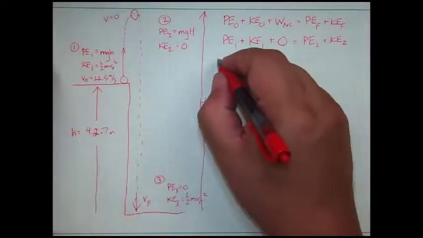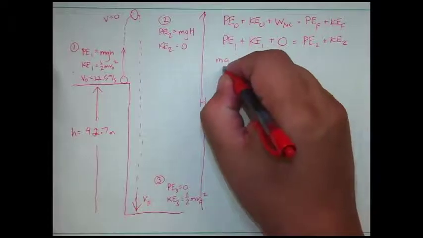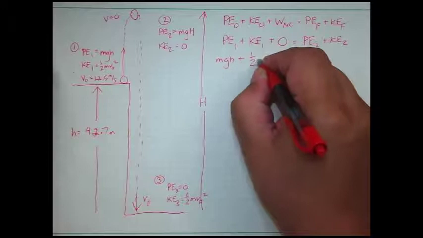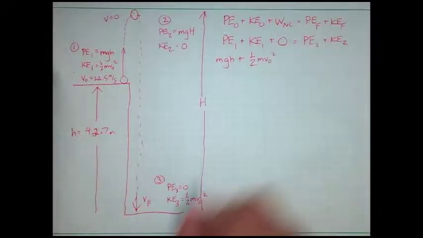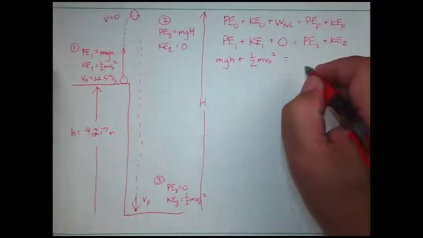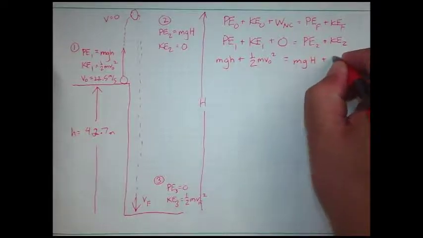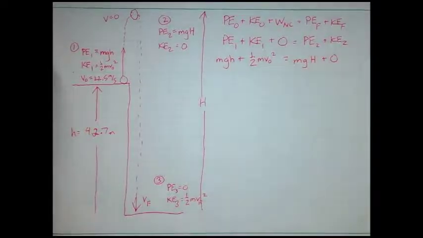The potential energy at point 1 is mg times a little h. The kinetic energy at point 1 is 1/2 mv0 squared, and that's going to be equal to the potential energy at point 2, mg times capital H, plus the kinetic energy at point 2, which is 0.